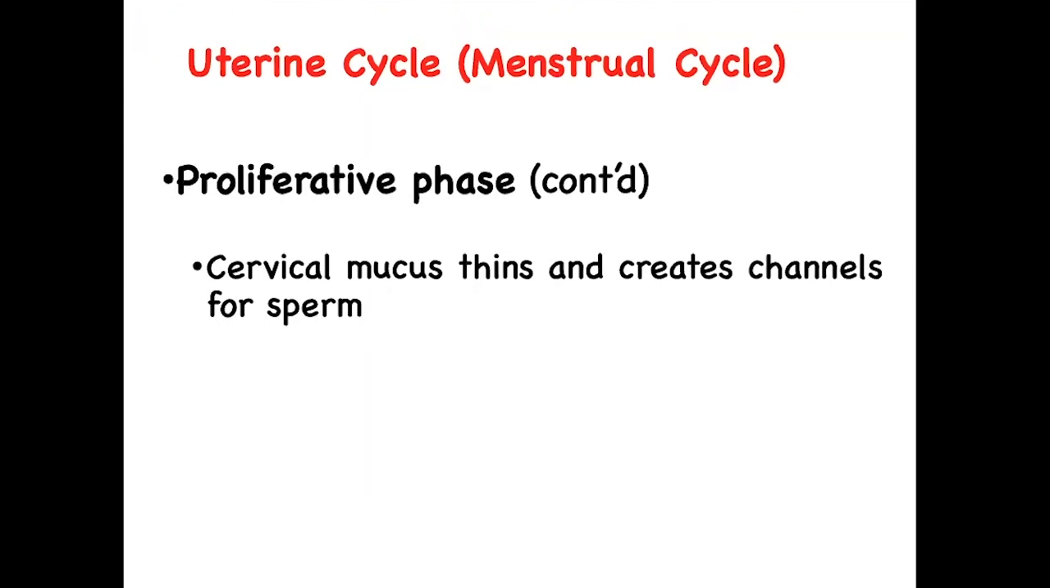The cervix is the inferior-most part of the uterus. The opening into the cervix is called the external os, and it is covered by a cervical mucus. In response to estrogen, this mucus thins and creates channels allowing for sperm to enter the uterus. On day 14, ovulation occurs.